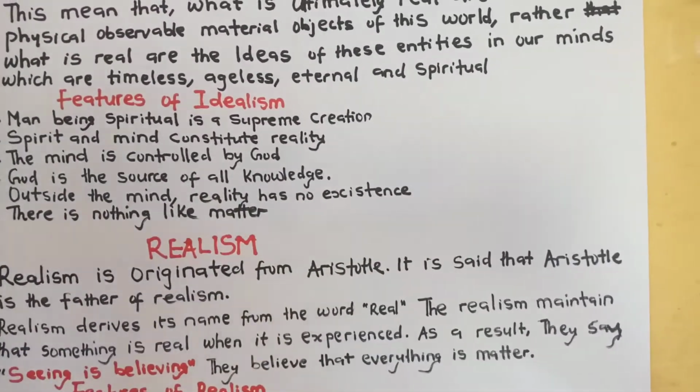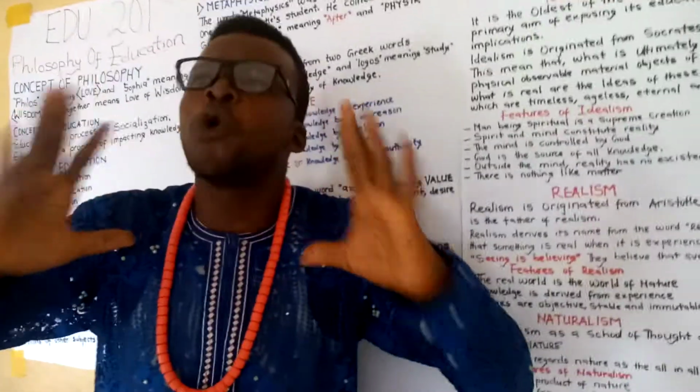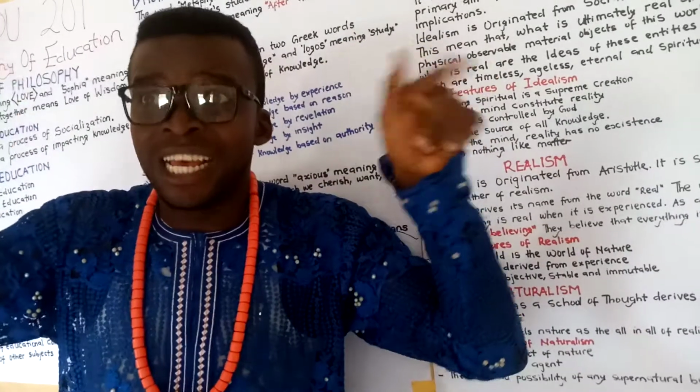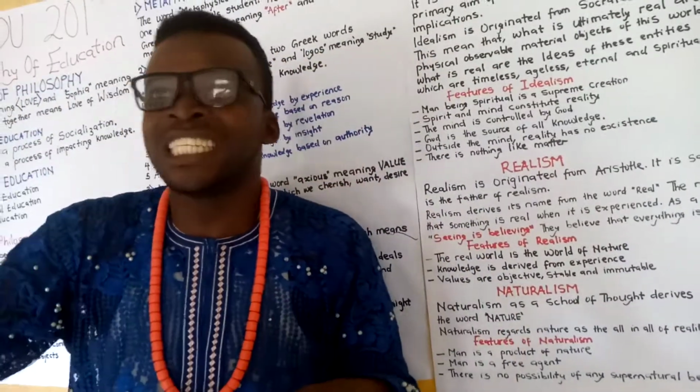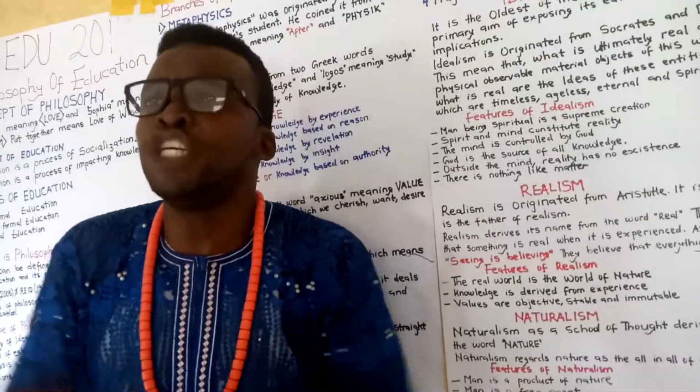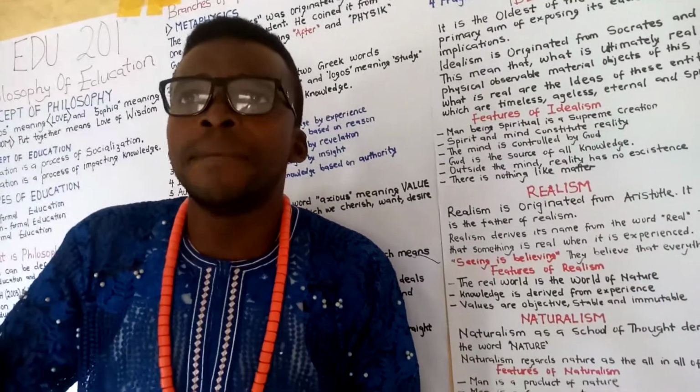So idealism believes in the idea, in what your brain can think of, what your mind can conclude about. Idea from experience. Idealism is not believing in what you can see, what you can touch. Idealism believes so much in the spiritual more than the material.